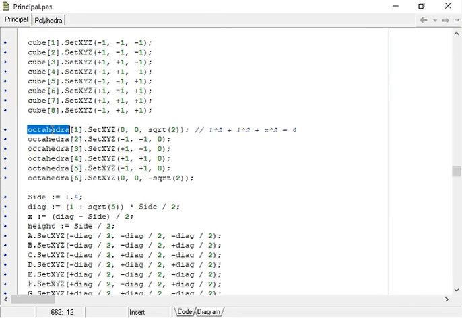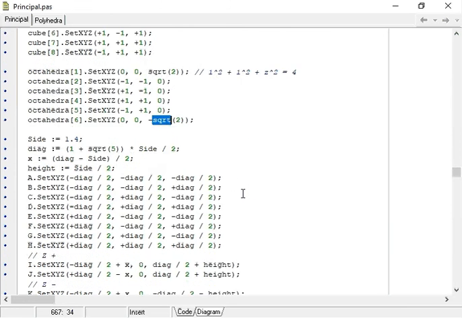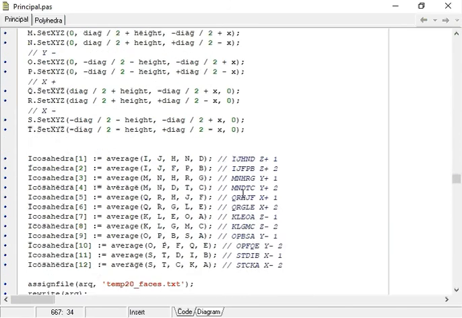The octahedra, what are the coordinates? Minus 1, 1, minus 1, 1, 1, and minus 1, 1 at the plane z equals 0. What is the height? 1 squared plus 1 squared plus z squared is 4. So the z is 1 plus or minus 2. The dodecahedra is explained.